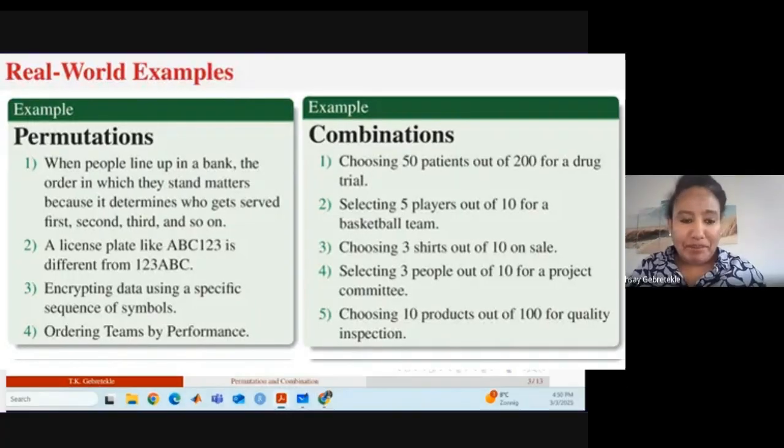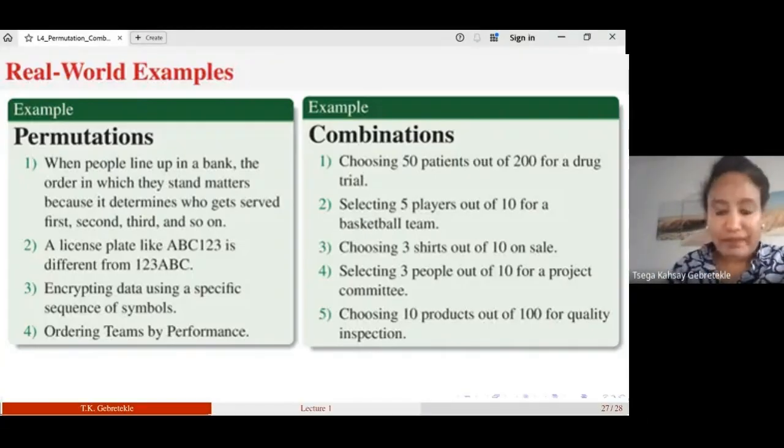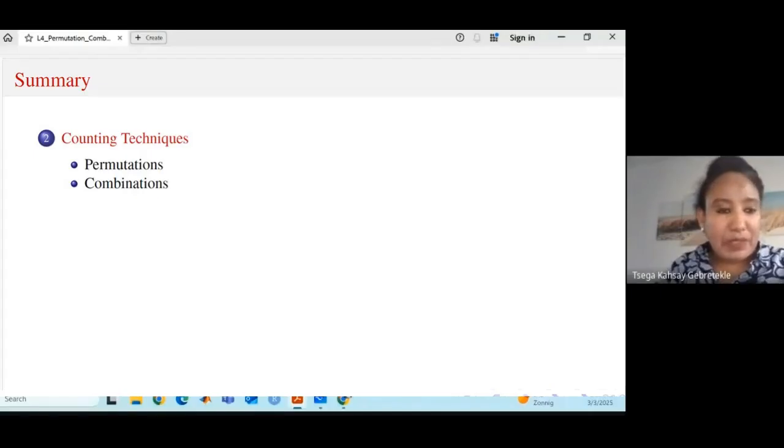These are additional examples. So yeah, this is all about permutations and combinations.